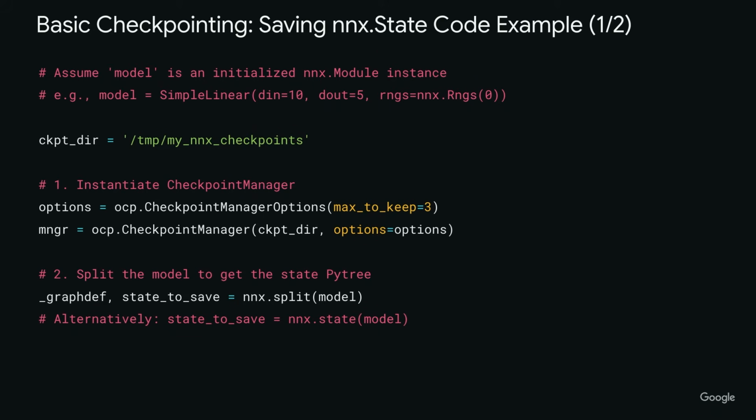Next, we use nnx.split to separate the model's static definition, which we store in _graphDef. We're going to be ignoring that for now. And its dynamic state PyTree saved to state. Alternatively, if you only need the state and not the graphDef right now, you could also have used nnx.state and giving it the model. That works too.